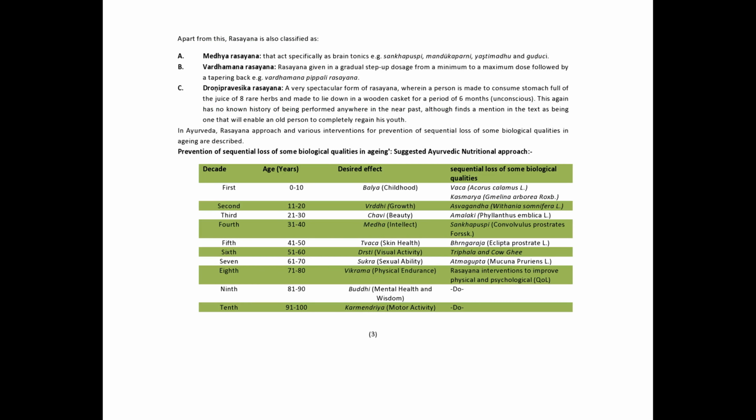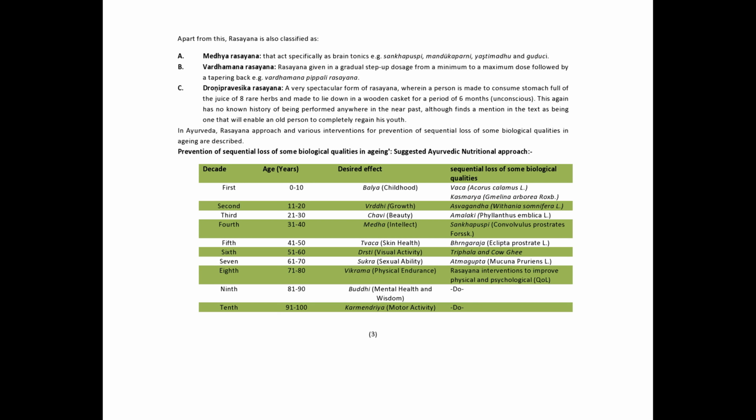Apart from this, Rasayana is also classified as A. Medhya Rasayana, that acts specifically as brain tonics, e.g. Shankhapushpi, Mandukaparni, Yashtimadhu, Guduchi. B. Vardhamana Rasayana: Rasayana given in a gradual step-up dosage from a minimum to a maximum dose, followed by a tapering back, e.g. Vardhamana Pippali Rasayana.